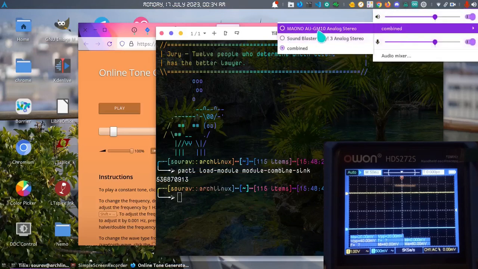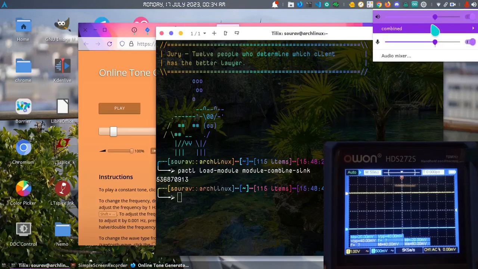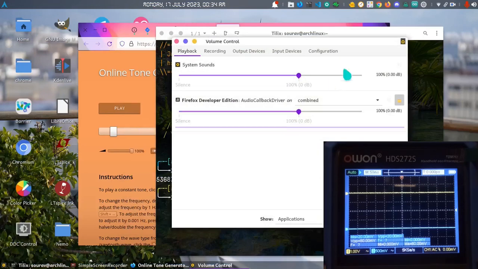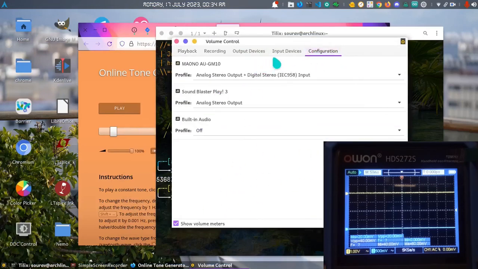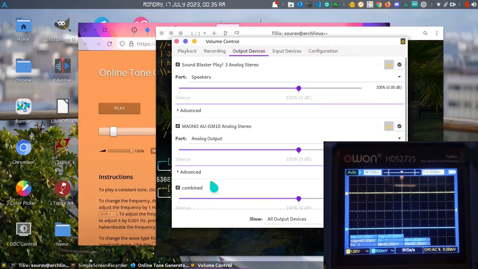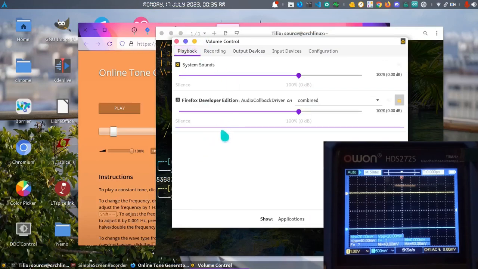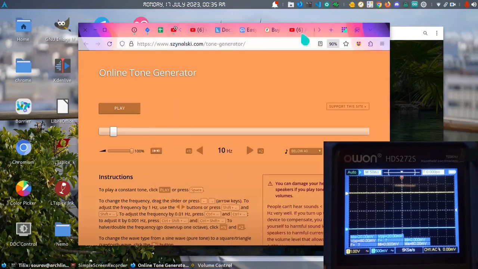To enable that, you run that command, then come here, where I'm using the PulseAudio extension for XFCE4, and select the combine output. Or from the PulseAudio settings, you can select the output device to combine, and that should work. As you can see, our speaker and the Maono AU-GM-10 have 100% volume set, and here we also have that set to 100% as well. In our playback, I'm going to play the sound from here, and we have to make sure that there are no other sound sources.